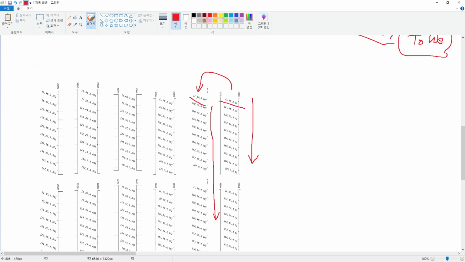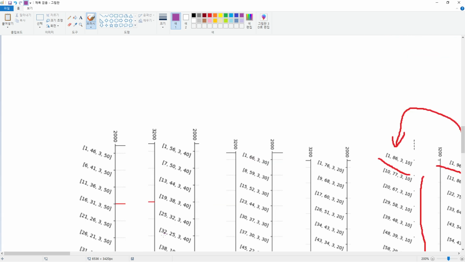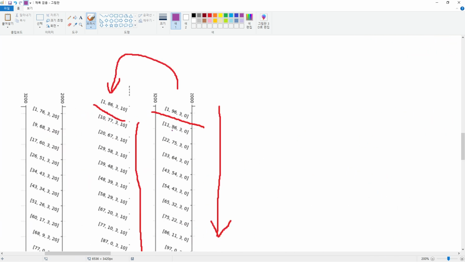So the first, I'm not going to go through all 240 entity event ratios, but this is what we start with. The first one is 1, 96, 3, and 0, and then the next one, see how this adds up to 100. The next one is 11, 86, 3, and 0. So again, this adds to 100.